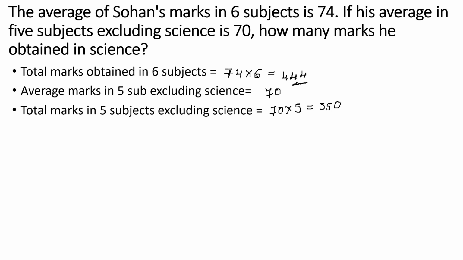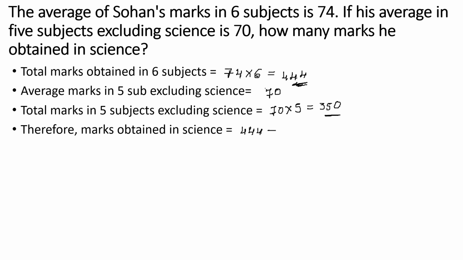So this is 6 subjects and this is 5 subjects. Now what is the difference here? Marks obtained in science will be the total in 6 subjects minus the total in 5 subjects other than science. So 444 minus 350 will be 94. So marks obtained in science is 94.